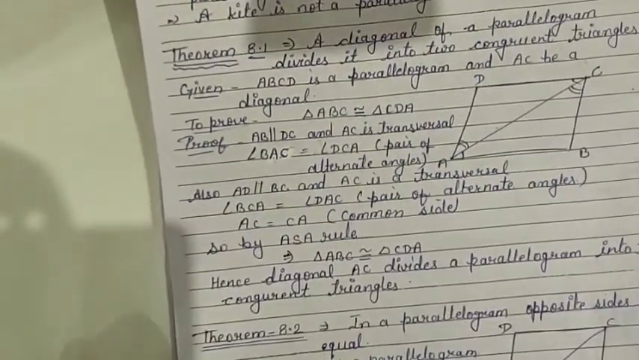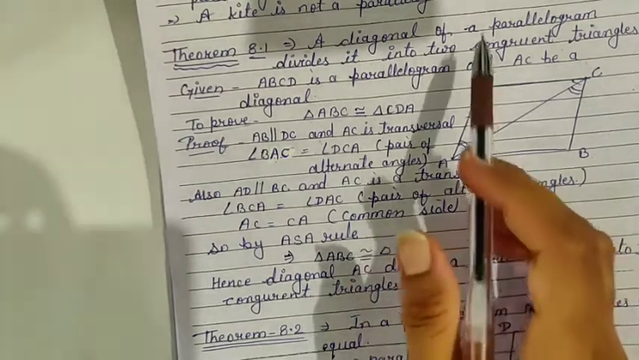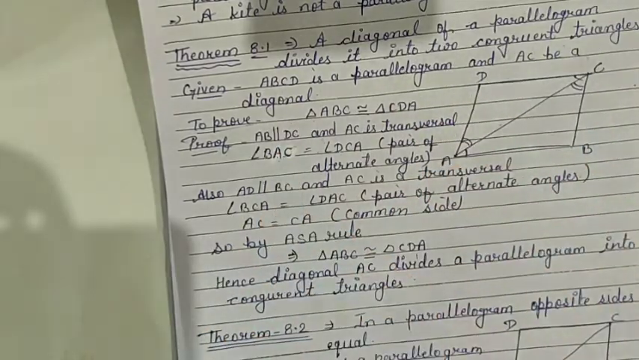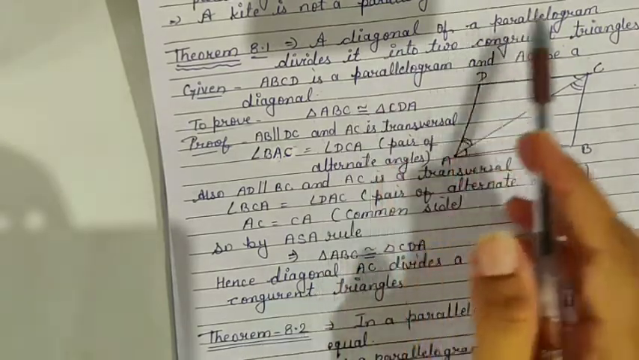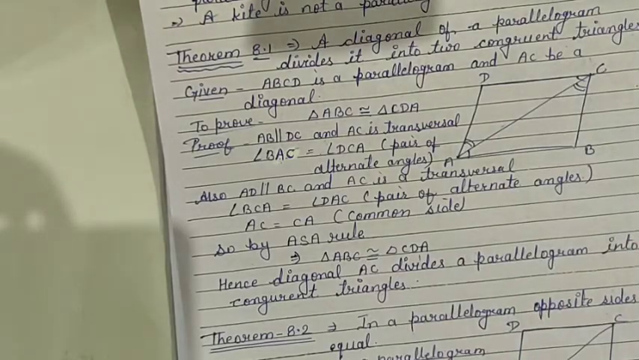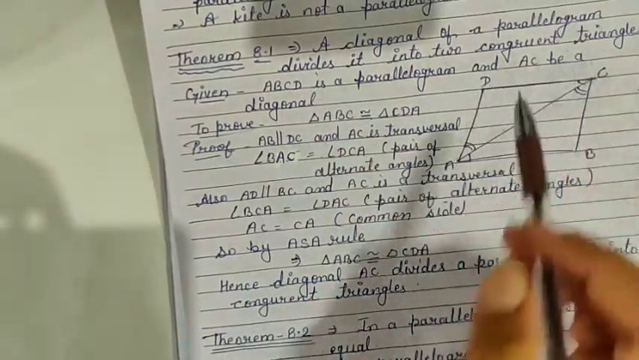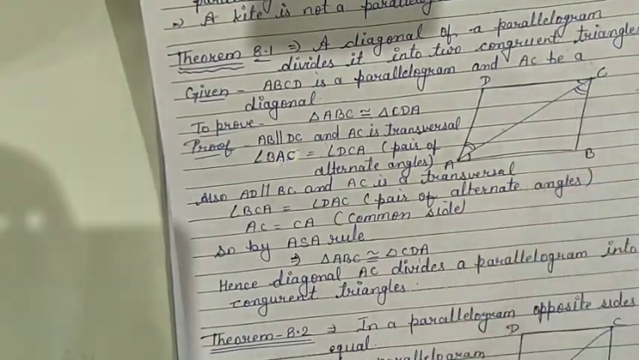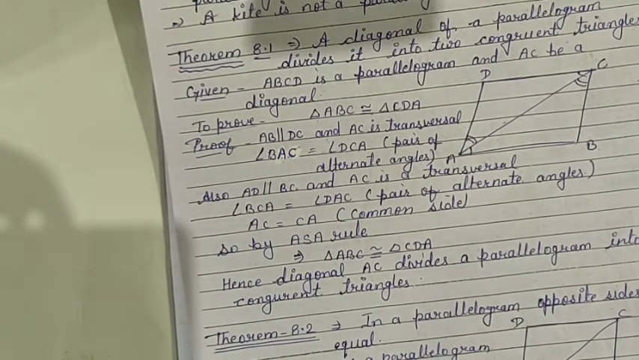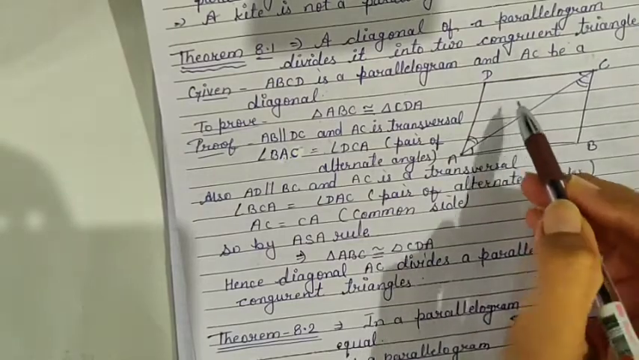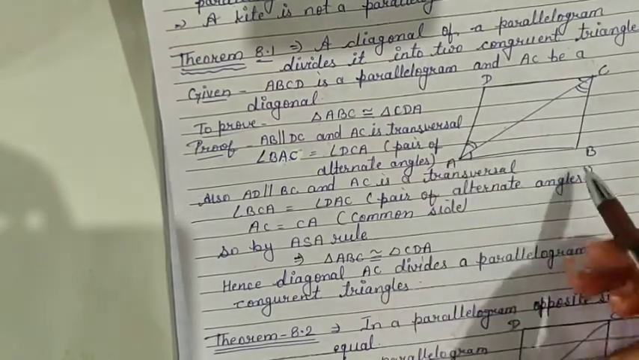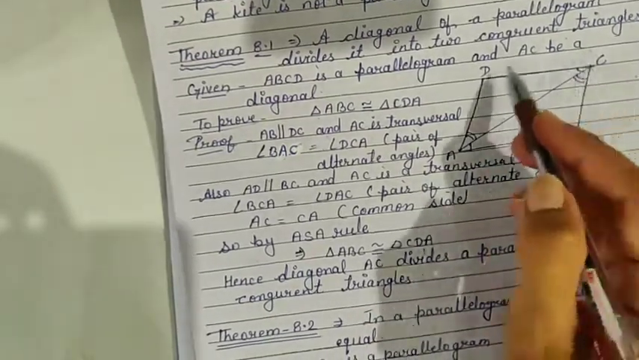Now our first theorem of this chapter: a diagonal of a parallelogram divides it into two congruent triangles. So firstly, what is given? It is given that ABCD is a parallelogram and AC is a diagonal. What we have to prove is that these two triangles of this parallelogram, triangle ABC and triangle CDA, are congruent.